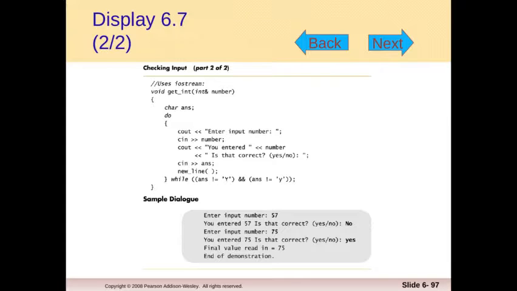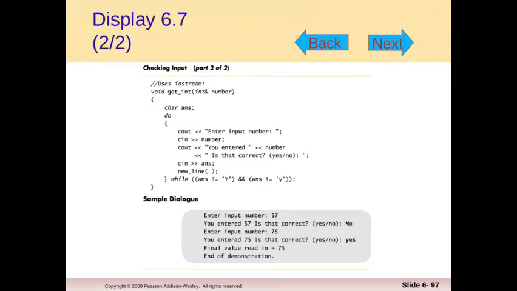So the user enters, let's say 1, 2, 3 for 123. And then the program says you entered 123. Is that correct? Yes, no. Now let's imagine the user enters no with an exclamation mark and then hits return. What does our program do? Our program continues to extract into the variable ANS. What type is that variable? It's a character variable. So a single character is extracted from the input.